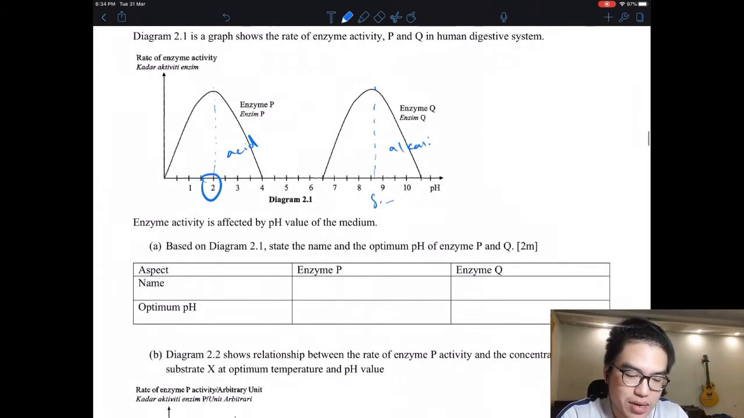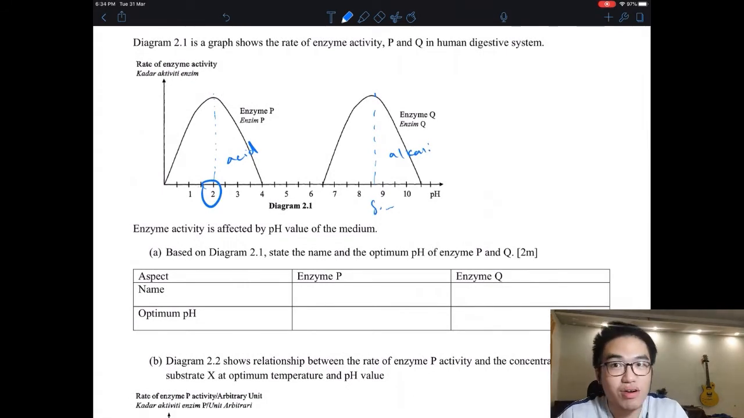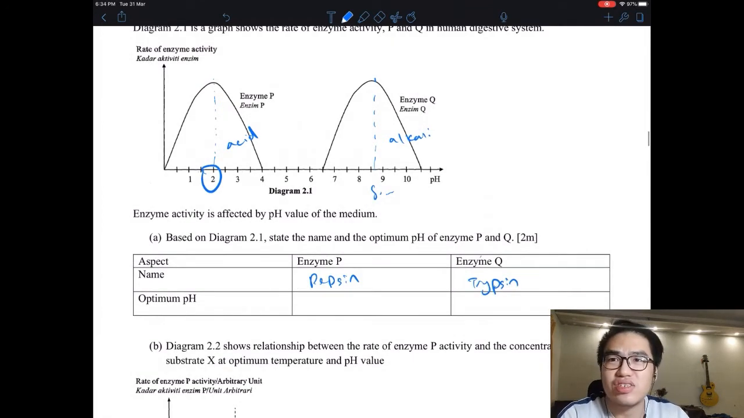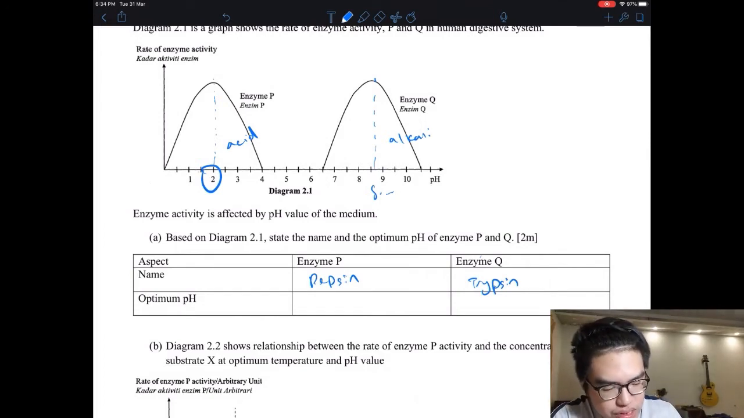So what are enzyme P and enzyme Q? What enzyme works in our stomach? Our stomach is acid, remember? So you can say pepsin. Pepsin is the protease in our stomach. What is enzyme Q? Q is the one found in our duodenum. Remember, our duodenum is slightly alkaline because of the bile, the green colored bile. So we can say this is trypsin. You may ask, what are pepsin and trypsin? You'll learn this in the digestion chapter, no worries. Optimum pH: this is 2, this is around 8.5. Just an estimate.